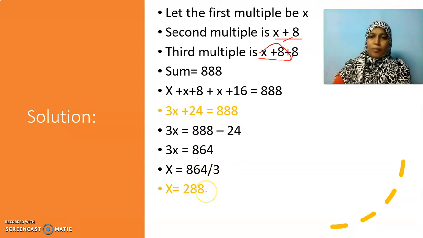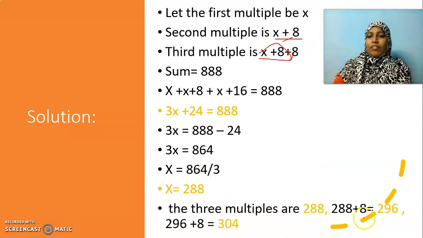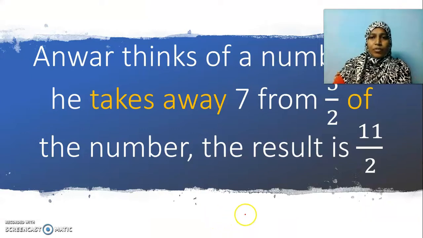This is the first number. What will be the next number? Add plus 8 along with that. We get 296. And what will be the next number? I have to add plus 8 along with this 296. So I get 304. Okay children.